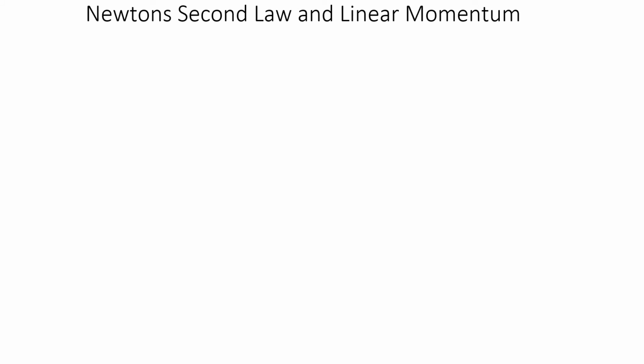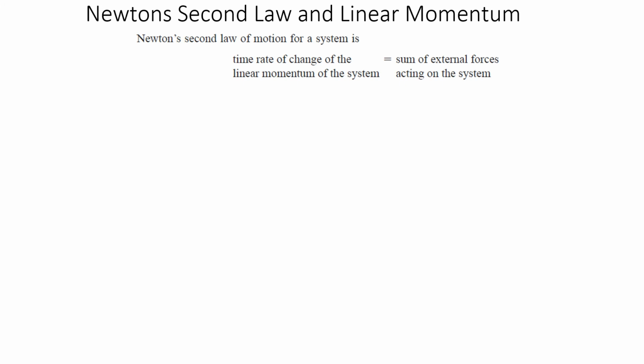In the next part, we took the extensive property B as our momentum. So by applying Newton's second law and linear momentum to the Reynolds transport theorem, let's go through Newton's second law first. Newton's second law of motion for a system says that the time rate of change of linear momentum of the system is equal to the sum of the external forces acting on the system.